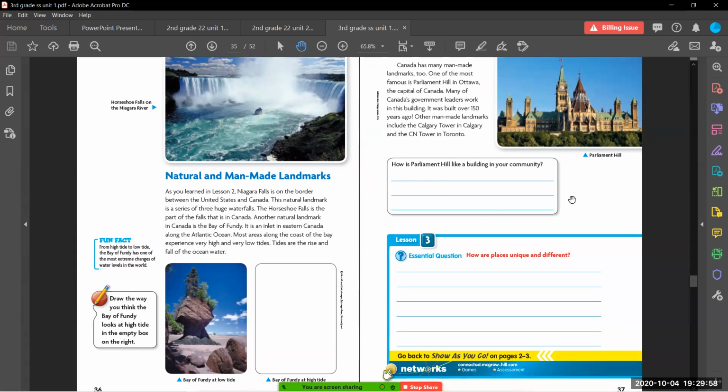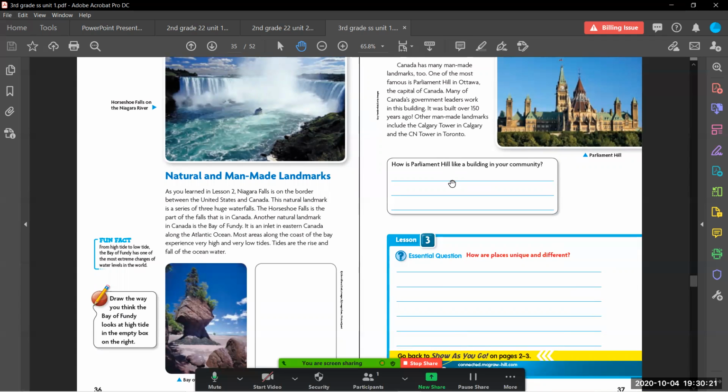And then after you've used your complete sentence to answer that question, we're going to answer our essential question for lesson three. How are places unique and different? So we've learned about the United States, and now we've talked about Canada. So tell me how places are unique. What makes them special? What makes them different from each other? Please remember to use your complete sentences.